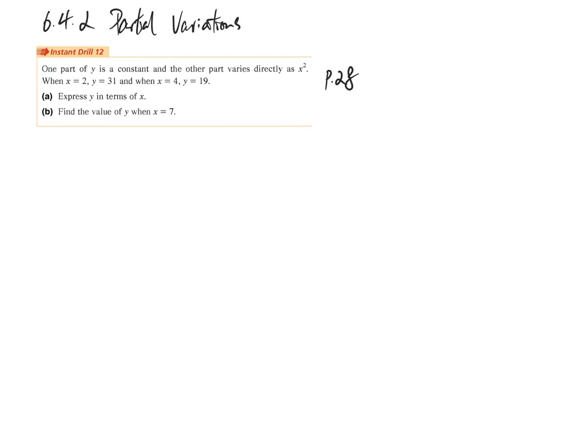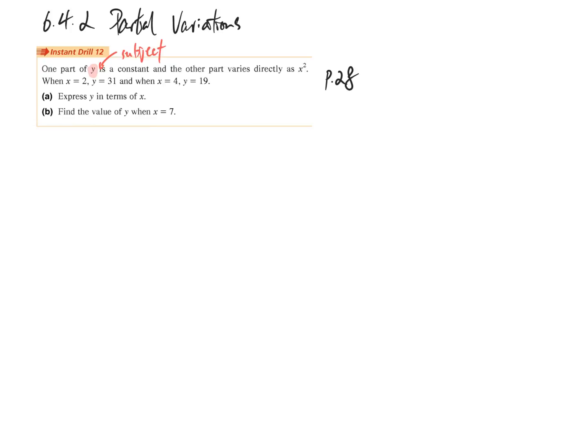Okay, let's take a look at answer 12 on page 28 from the textbook. Now, one part of y is constant and the other part varies directly as x squared. From this sentence, we know that this y is a variation subject, and this y is actually formed by two different parts. From the question, one part is a constant and the other part varies directly as x squared.